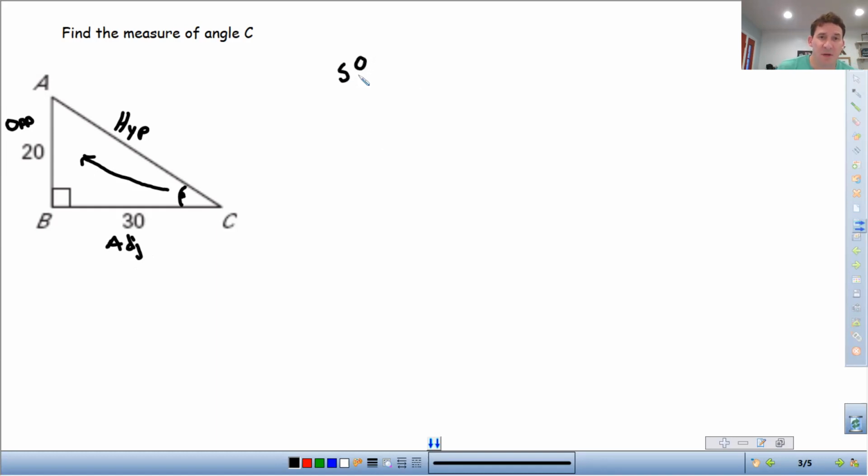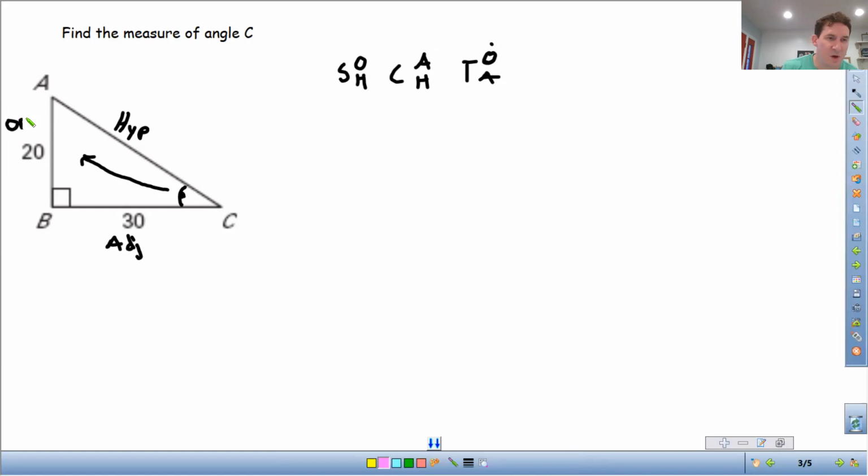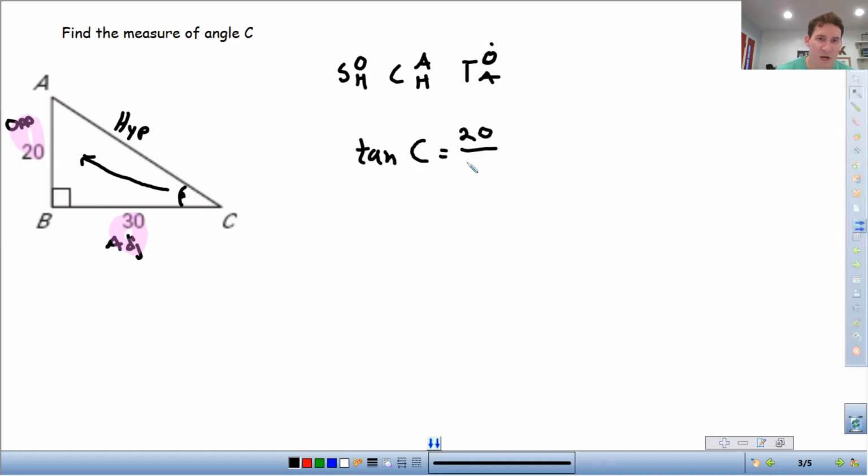So what we need to remember is SOH CAH TOA. Take a look at what you know. We know the opposite side and the adjacent side. The trig function that uses opposite and adjacent is the tangent. So the tangent of C, we're looking for angle C, is equal to 20 over 30, opposite over adjacent.